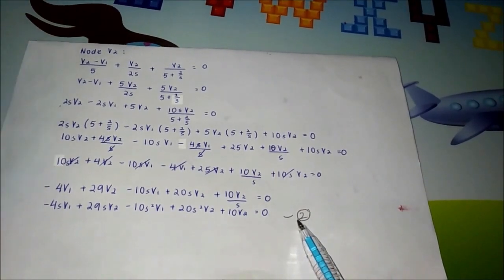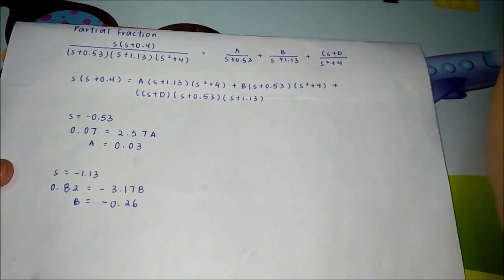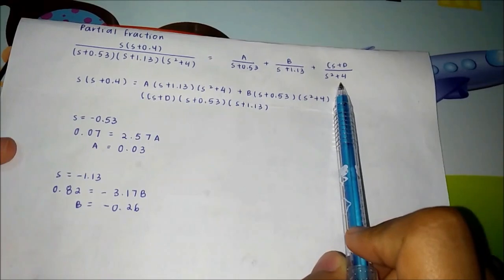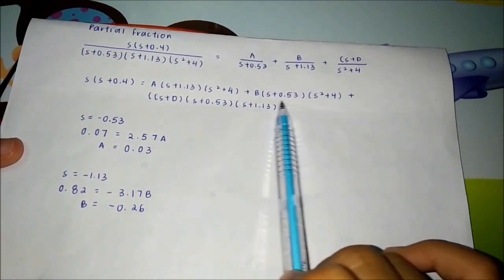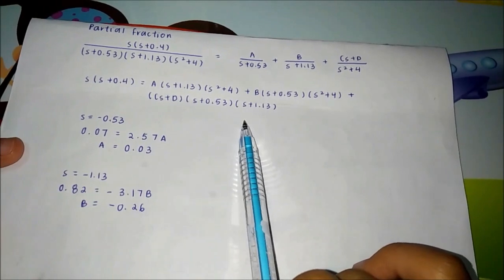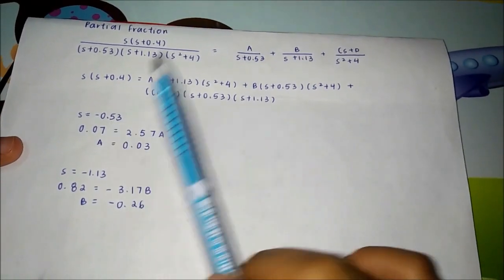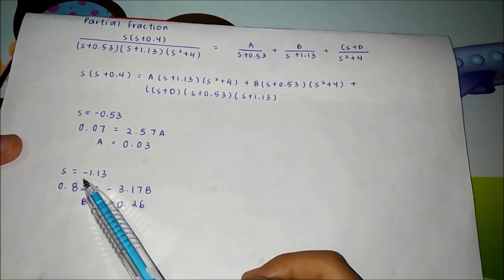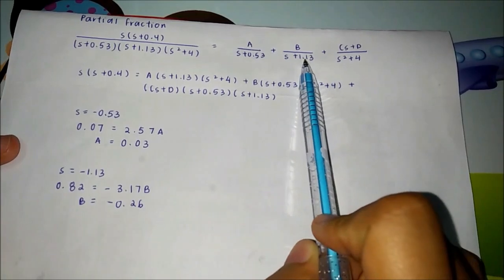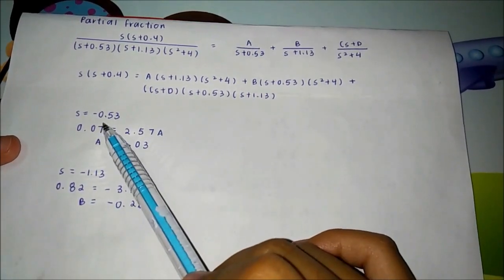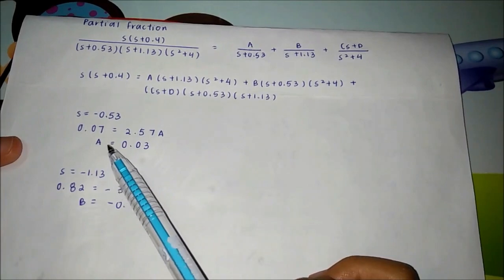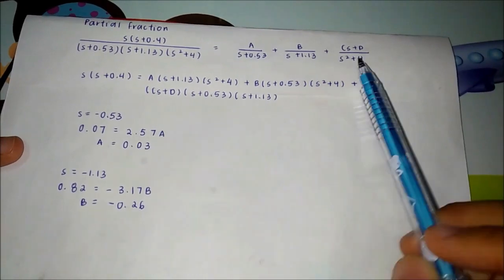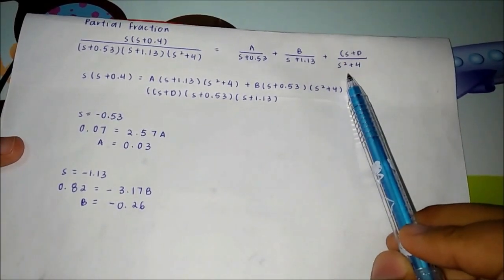From here we've got a partial fraction: A, B and Cs plus D, because we have s squared plus 4. We arrange the partial fraction first, and then we insert our s. So we've got s equal to negative 0.53 here, and s equal to negative 1.13 here. After we insert, we've got the value of A and the value of B. After that we want to find Cs plus D, but we cannot.